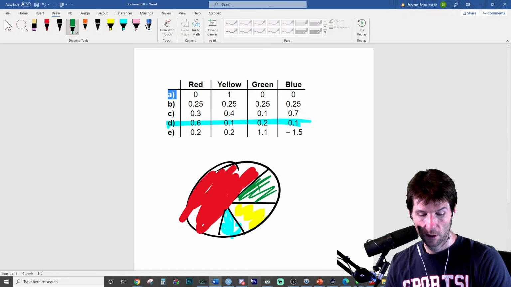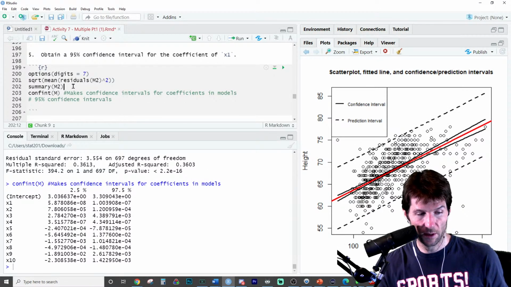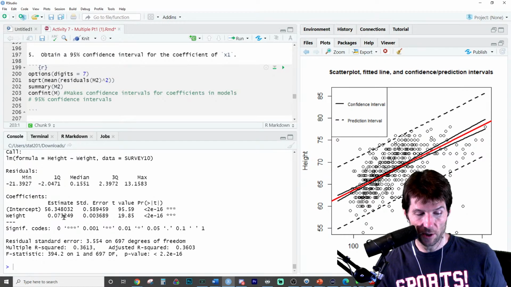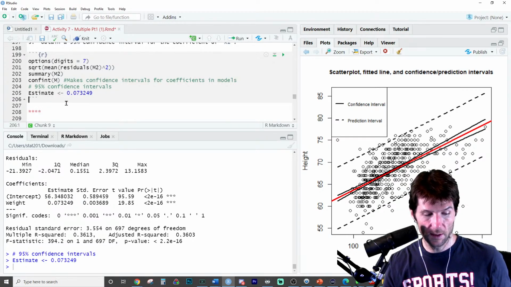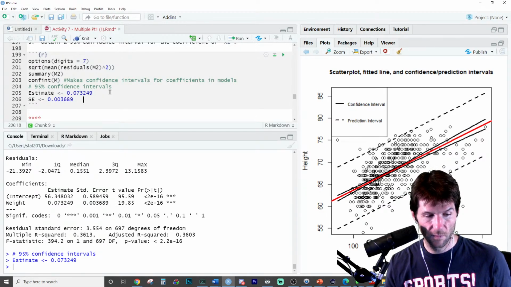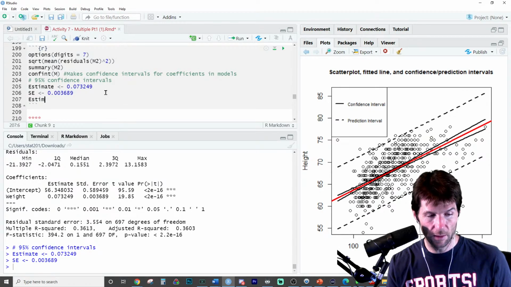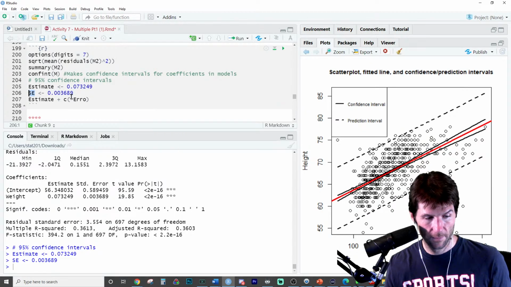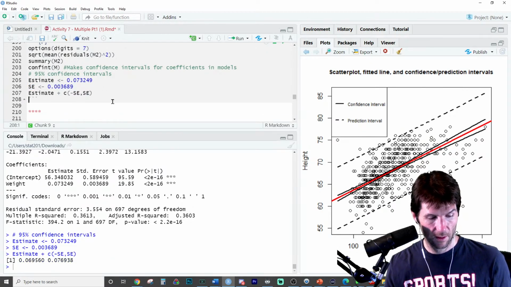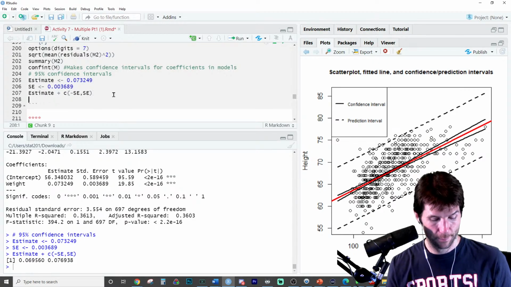So to show this, we can actually prove it, or not prove, but show an example with this problem right here. Do you see how we have this? So let's take, this is our estimate of weight. So let's say estimate is this. Here's our standard error, is this. And now let's go estimate, and let's go plus and minus standard error. And what do we get?